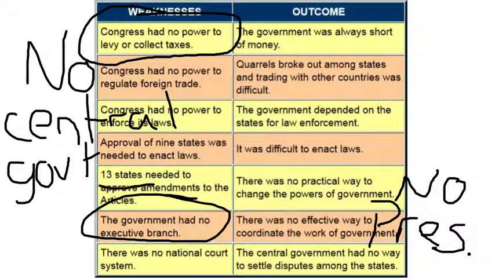All 13 states had to agree to a change. 9 out of the 13 needed to agree to make a law. The states were not getting along at this time. They were very different. So it's very difficult once they made this Articles of Confederation to change it at all. And even when they did make laws, the government had no power to enforce them from state to state because the states had the power.